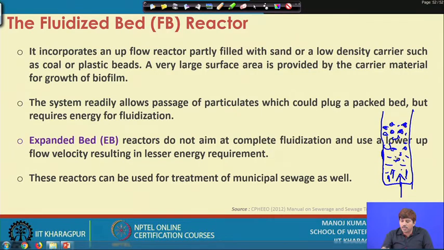So, there is attached growth on the surface of the media, which is in the fluidized state, but the media itself is in the suspended state. So, that is why we call it a fluidized bed system.